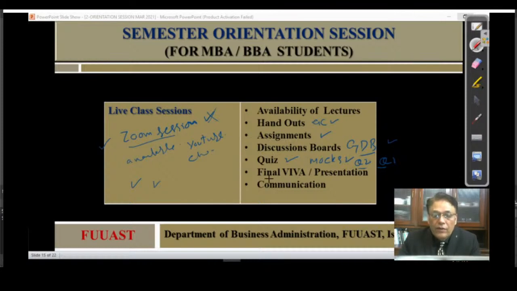Then there is another thing that we have started, which is the final viva before the conduct of the final exam, not only to check the comprehension of the students, but also to see what gaps have been left in the students, so that we can also give guidelines to the students during the viva.